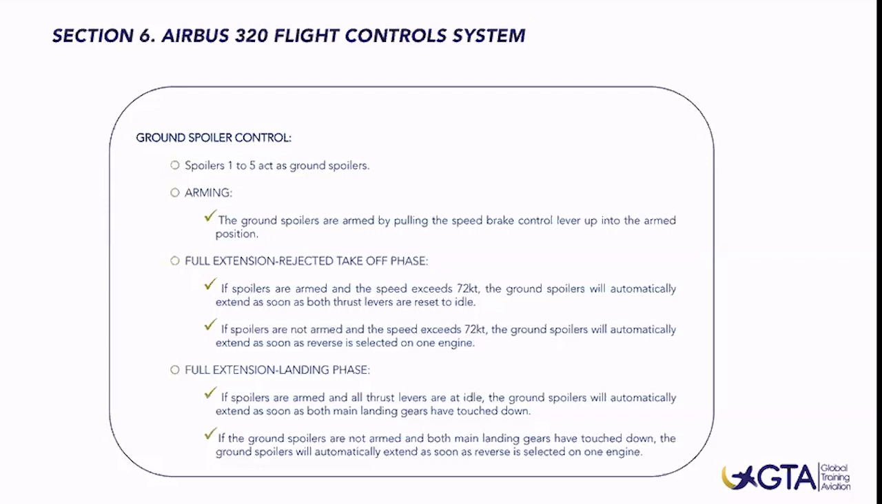However, if we are taking off with spoilers armed, which is the standard procedure, I mean, pull the speed brake lever up, that's arming the spoilers. Well, in case of rejected takeoff with the spoilers armed, the spoilers will extend if we are above 72 knots, as soon as the pilot takes the thrust levers back to idle. So in that case, the pilot doesn't need to select reversers for this spoiler extension. That's the main difference.